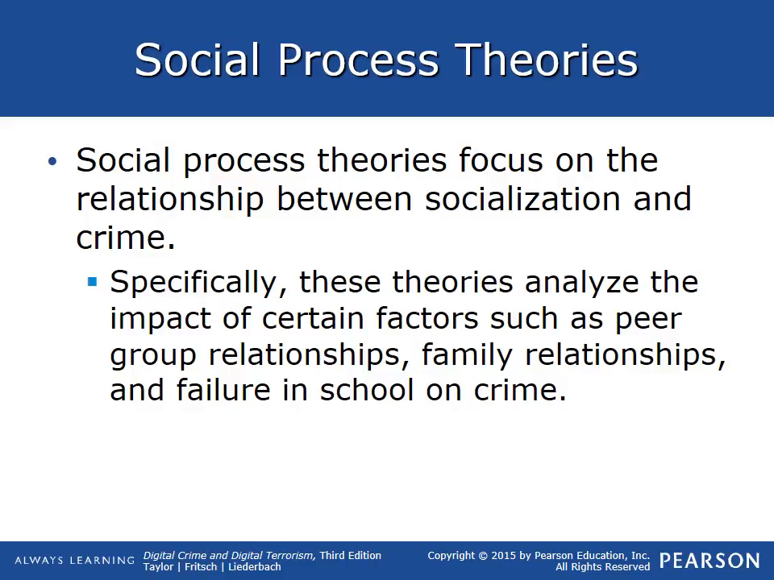And that's kind of what leads people sometimes into crime, through the family. And then specifically, these theories analyze the impact of certain factors, such as peer group relationships, family relationships, and failure in school on crime. So people that don't do well in school, people that don't do well in the normal structure of society, these guys are more likely to be involved in crime. And we've all seen the guys hanging out on the corner, and they're not in school, and you're like, if they would get into school, maybe we could get them on the right track.